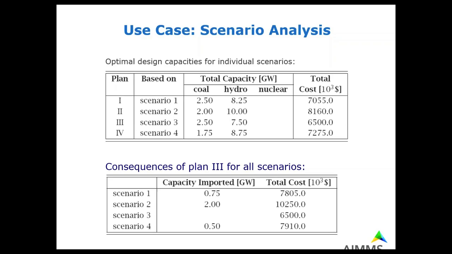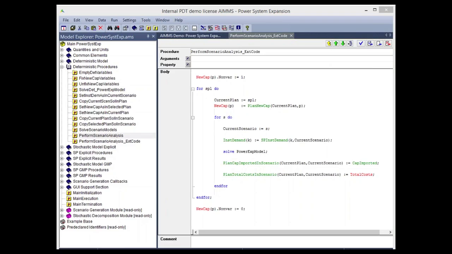The procedural possibilities that I mentioned in AIMMS can be illustrated by such a procedure. So using the algorithmic features of AIMMS, we can write procedures where, for example, we fix the solution as determined in one of the plans, and then we evaluate the solution over all the other scenarios. And of course, we can in the end also compute an average performance of a given plan over all the scenarios.